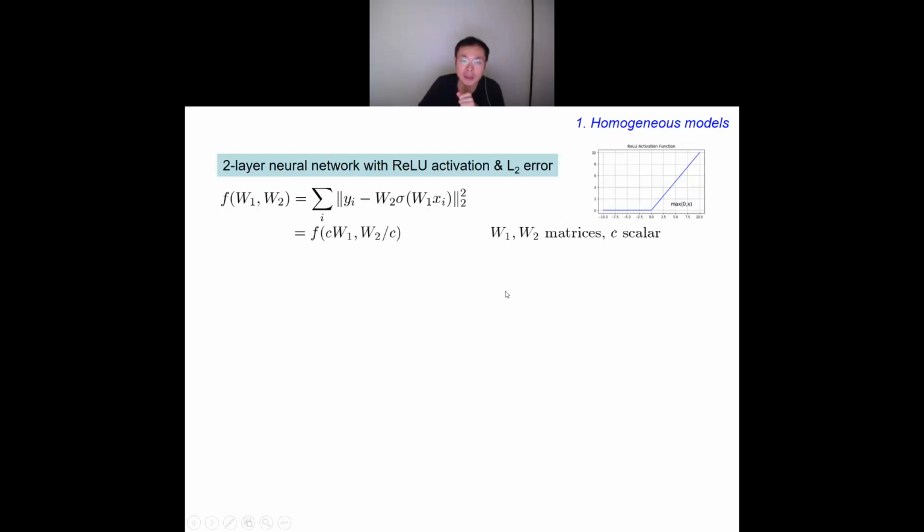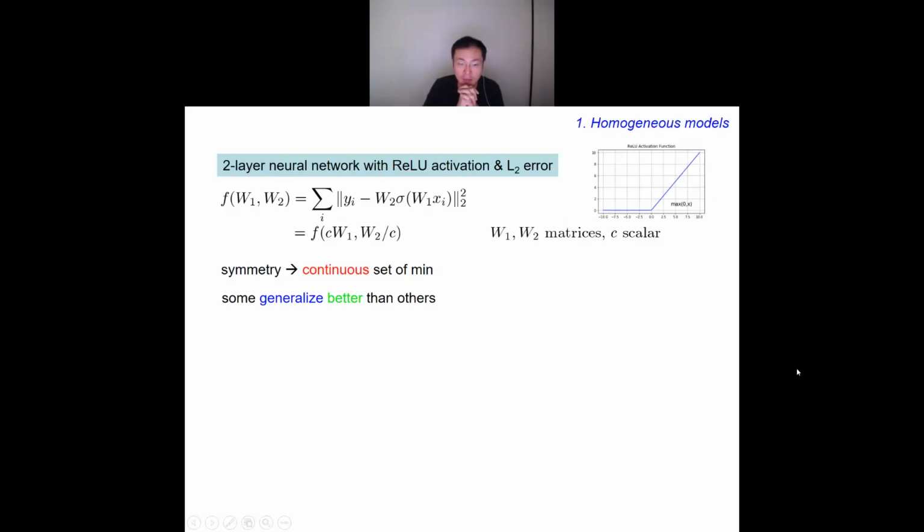Because of this property of ReLU, the loss function of your neural network has an amazing property. If you multiply the first weight matrix by a scalar C, and divide the second weight matrix by the same scalar C, you get the same loss value. This is a symmetry. It ensures, for example, that you will have a continuous set of minima. If you give me a minimum, I can pick a C arbitrarily close to 1, and get a minimum arbitrarily close to it. So I do not have isolated minimizers anymore. I have continuous valleys of minimizers that can even intersect with each other.